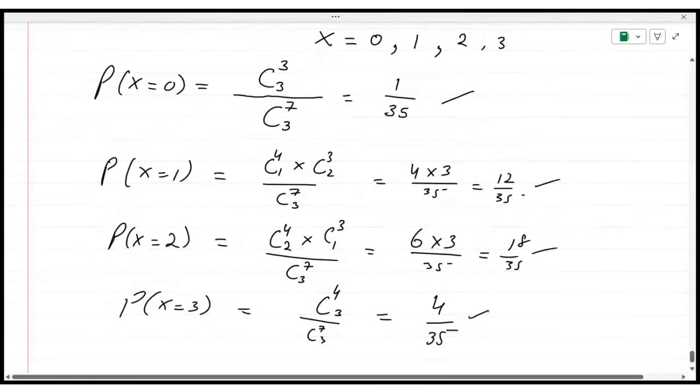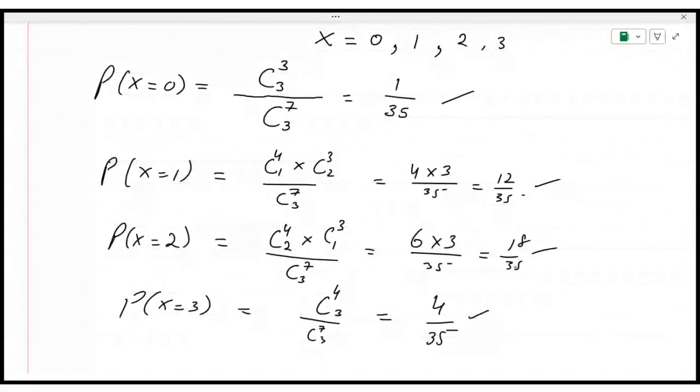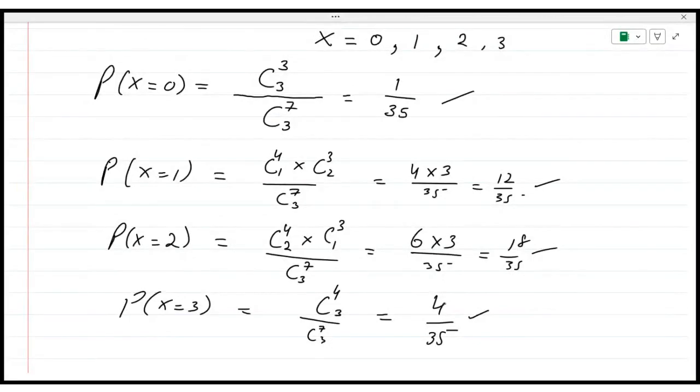If you want to check whether you have found correctly or not, what can you do? You can add all the probabilities, the sum should be 1. So 1 plus 12, 13, 13 plus 18, 31, 31 plus 4, 35. 35 by 35 is 1.